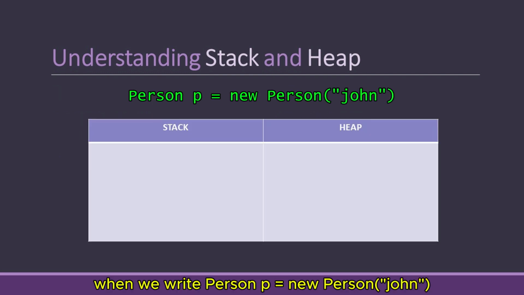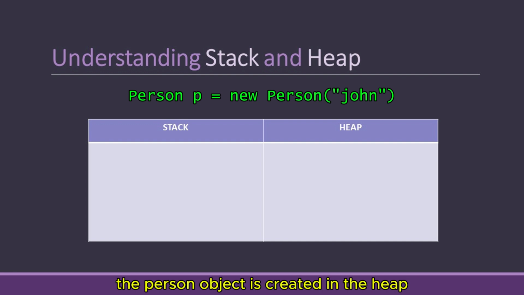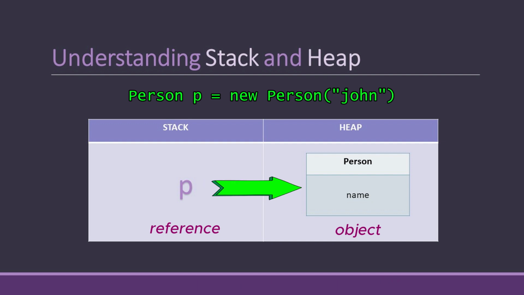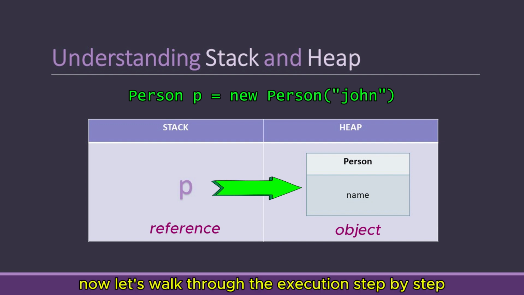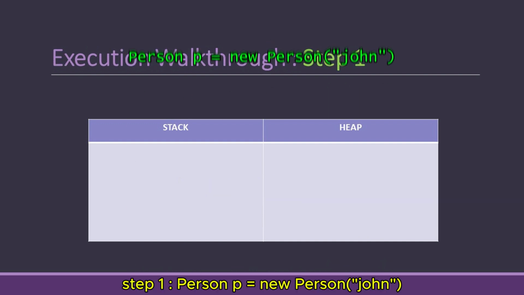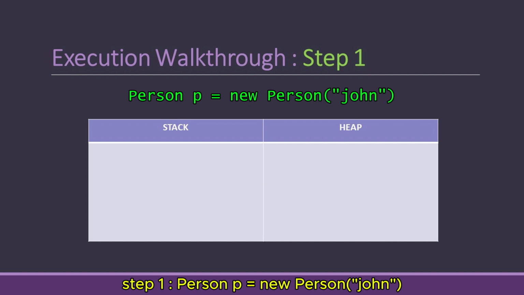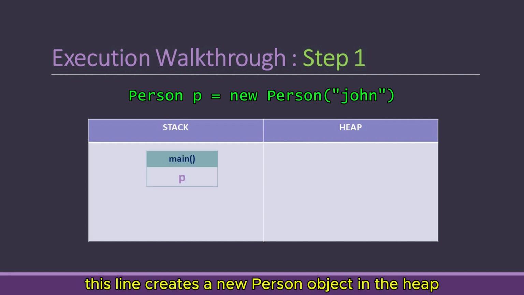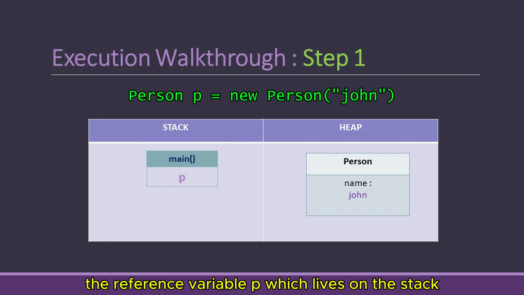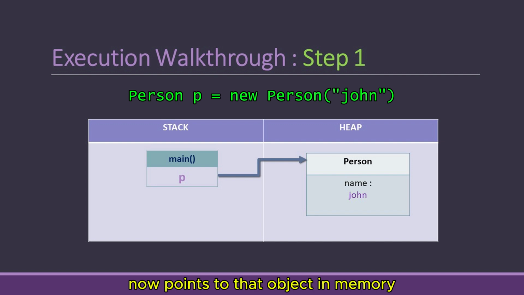When we write person p equals new person John, the person object is created in the heap, and p is a reference on the stack pointing to it. Now let's walk through the execution step by step and see exactly what's happening behind the scenes. Step 1. Person p equals new person John. This line creates a new person object in the heap with the name set to John. The reference variable p, which lives on the stack, now points to that object in memory.